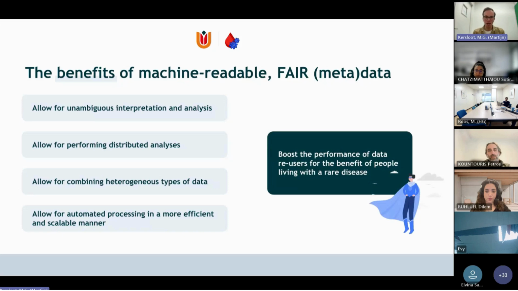And I think Marco asked me to add a superhero here because I think the people in this webinar are superheroes, people doing research on rare diseases or people living with a rare disease. So by doing all this, we really boost the performance of reusing data, for the benefit of people living with a rare disease. And especially in the rare disease field, it's important to describe your data well because the data is scarce. If data can stay at the source and it's well described, then we can do this distributed analysis to have a much larger data set to draw conclusions on.